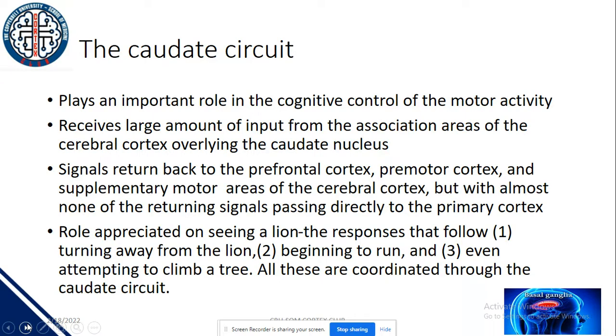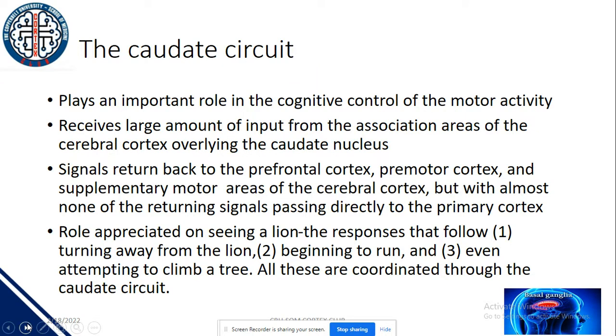The caudate circuit plays an important role in cognitive control of motor activities. It receives a large amount of input from association areas of the cerebral cortex overlying the caudate nucleus. So signals return back to the prefrontal cortex, premotor cortex, and the supplementary motor areas of the cerebral cortex. But with most of or none of the returning signals passing directly to the primary cortex.